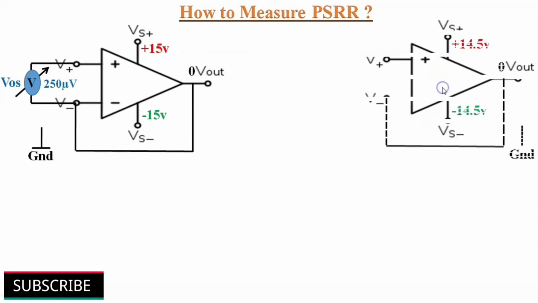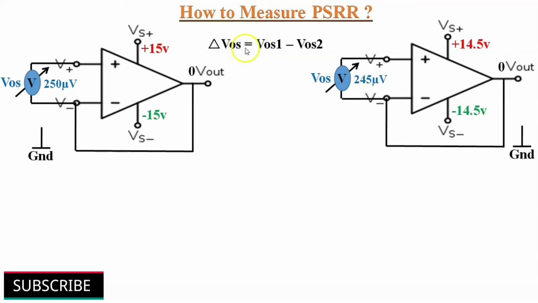Now let's reduce the power supply by plus or minus 5 volt. So now the operational amplifier has plus or minus 14.5 volt at its power terminals. In this case, to make Vout 0, our required input offset voltage also gets reduced. Assume that input offset voltage is here 245 microvolt only. So the change in input offset voltage delta VOS is equal to input offset voltage VOS1 minus input offset voltage VOS2. 250 microvolt minus 245 microvolt, that is equal to 5 microvolt.